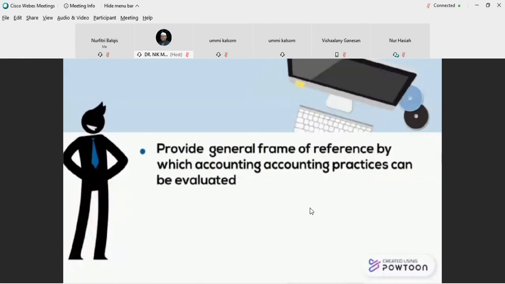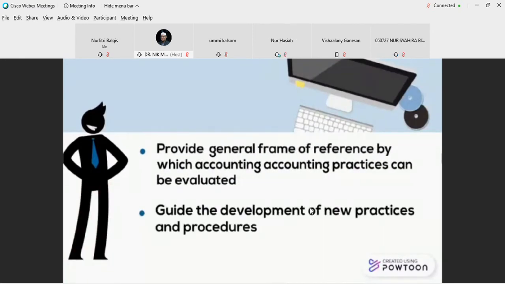Accounting theory may be defined as logical reasoning in the form of a set of broad principles that provide a general frame of reference by which accounting practice can be evaluated and guide the development of new practices and procedures.